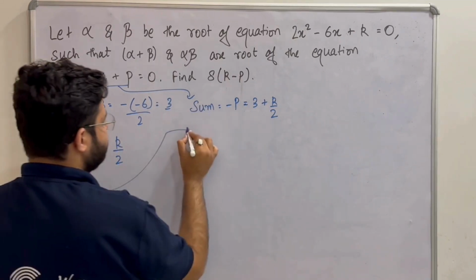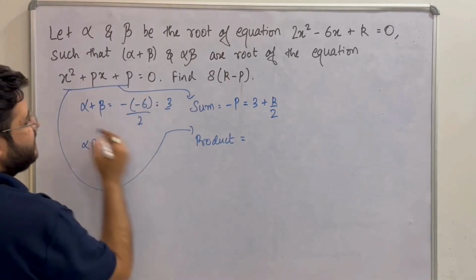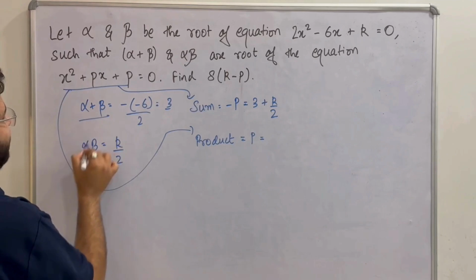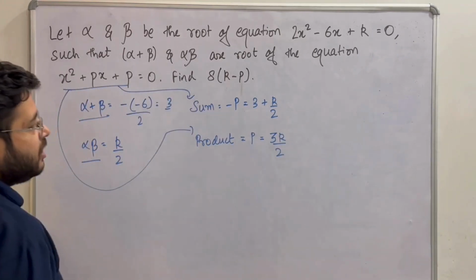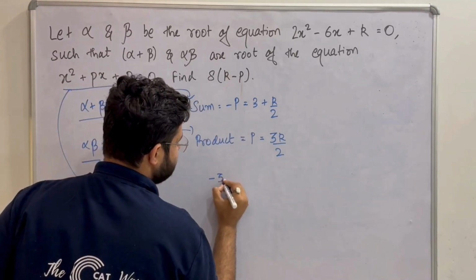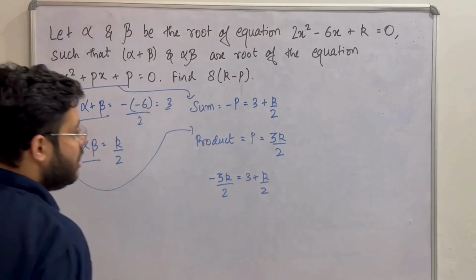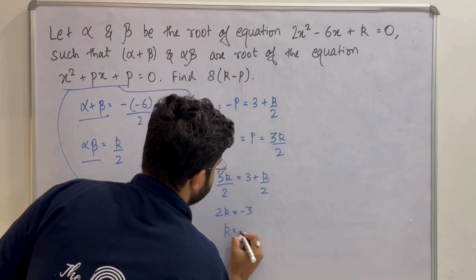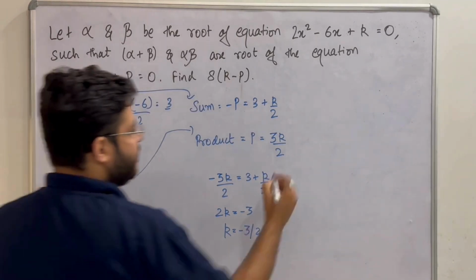Similarly, the product of this equation will be c by a, that is p divided by 1, that is product is p. And in our terms it is going to be alpha plus beta multiplied by alpha beta. So this is basically going to be equal to 3k divided by 2. Now let's put this p is equal to 3k divided by 2 over here. What do we get? Minus 3k by 2 is equal to 3 plus k by 2. Right? Upon solving, what do we get? We get that 2k is equal to minus 3, or we get that my k is equal to minus 3 divided by 2. Correct?